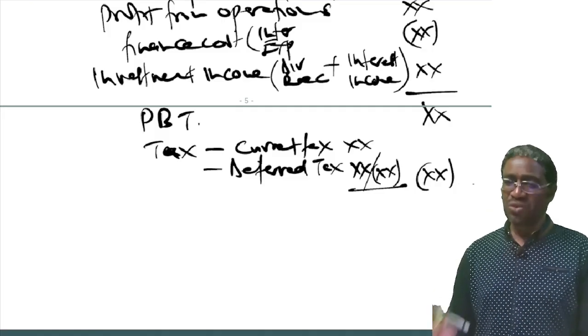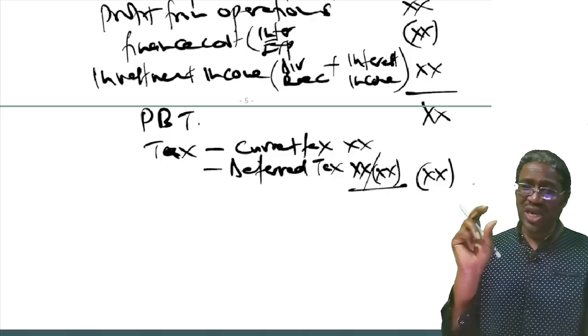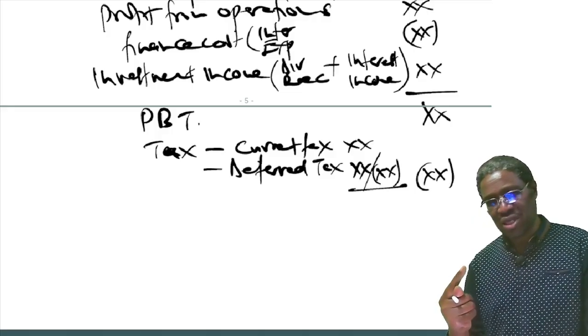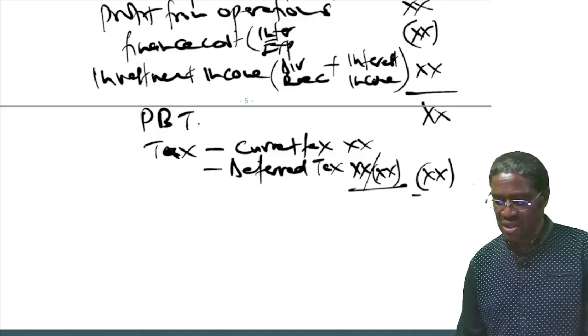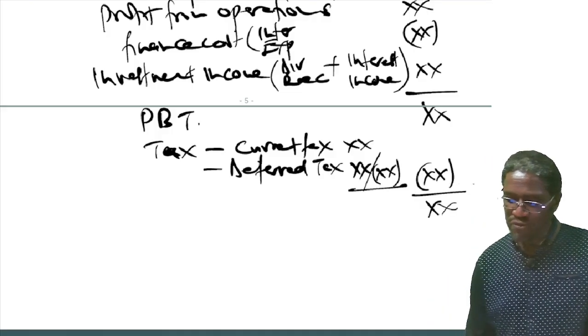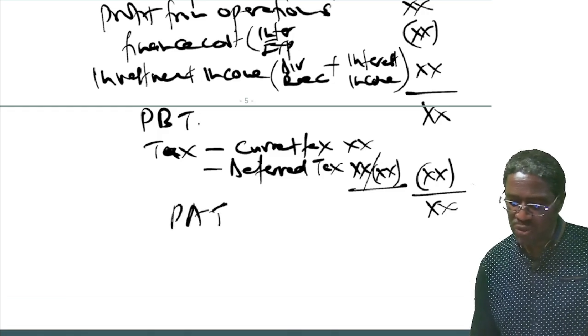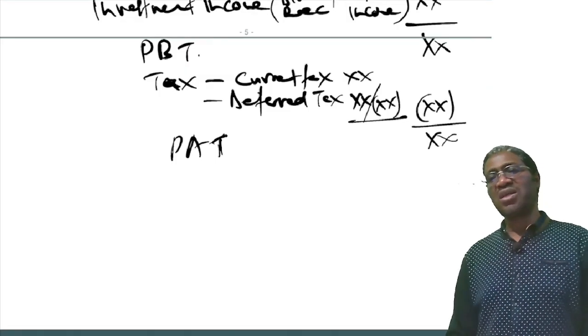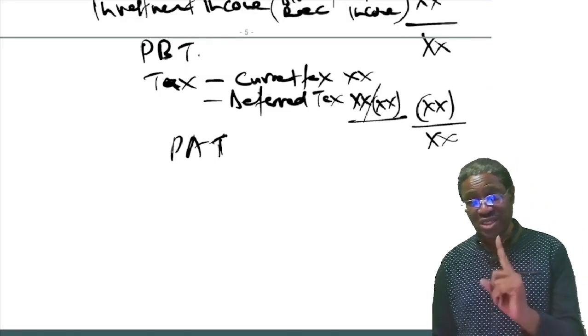Good. But once you adjust those two, that is the current tax and the deferred tax, and get the net tax expense, you minus. Then you get what we call profit after tax. You get what we call profit after tax. Okay? Good. Once you get the profit after tax, now I want you to listen again.